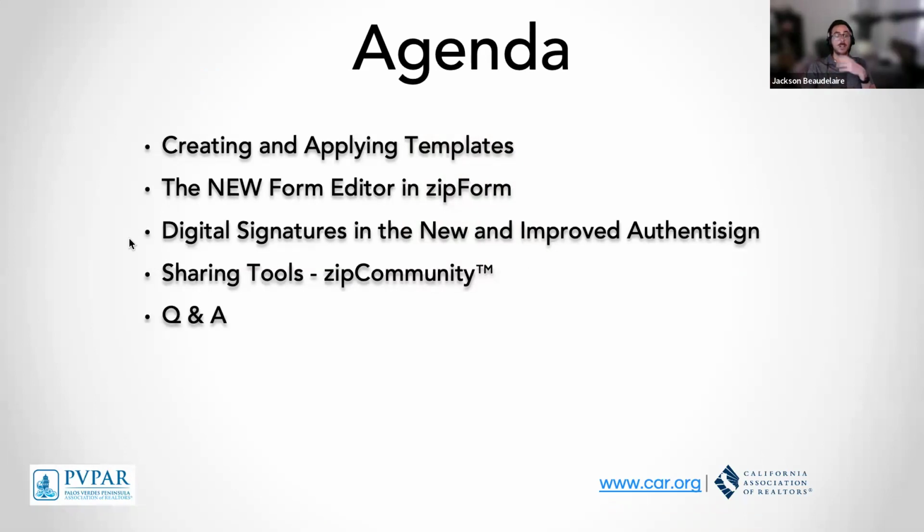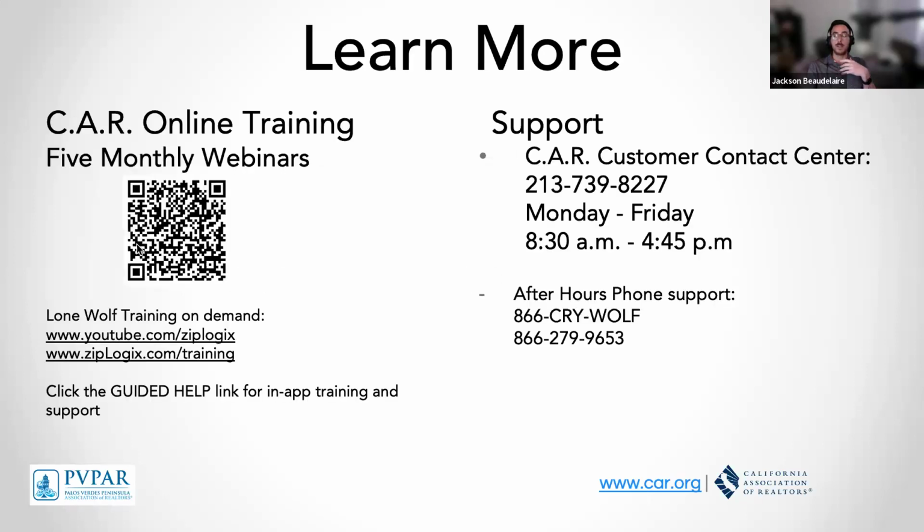Before we get too far into this, I do want to mention some of the other training resources that are available to you in California. CAR holds 5 online webinars every month. We do basics, advanced, paperless, digital signatures, and open office hours, 1 hour with the Zip guys. You bring your questions, we bring the answers.